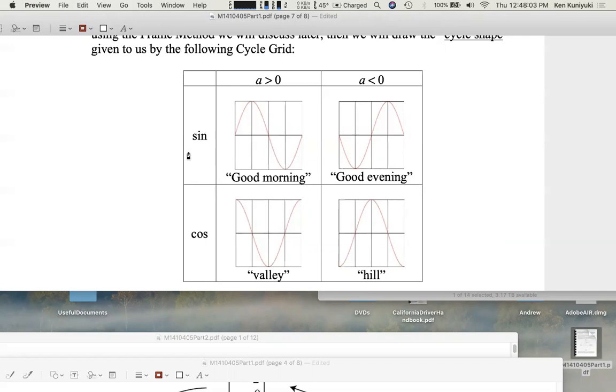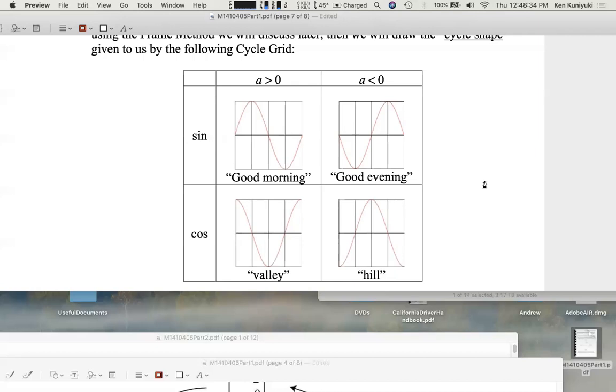All right, so if A is positive, we have our classic cycle shapes. A good morning graph for sine, a valley or a curvy V for cosine. And then if A is negative, we flip or reflect about the horizontal axis, this middle line. So instead of good morning, we have good evening for sine. Instead of a valley, we have a hill, kind of a pimple up there for cosine. We flip, we turn it upside down. These are the cycle shapes.